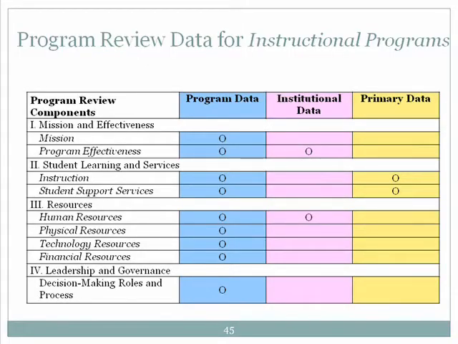Here, we give you suggestions on where in the Program Review report you can use the 3 types of data: program data, institutional data, and primary data. We refer to the current program review format for instructional programs and present this matrix by report section and type of data. We will remain on this slide for a moment so that you can take a closer look at our suggestions.